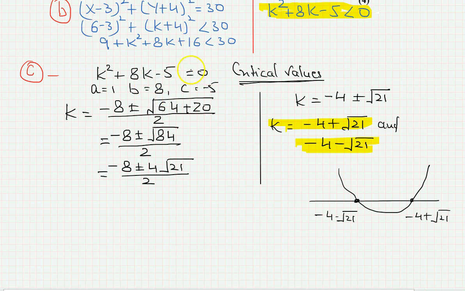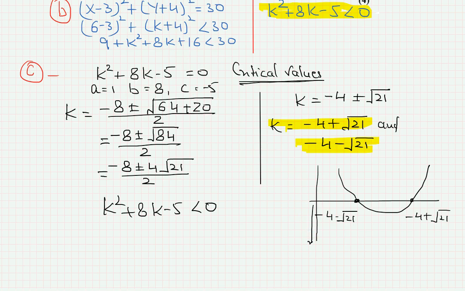Now the inequality is k squared plus 8k minus 5 is less than 0. This is y is less than 0. Y is less than 0 is this part. So our solution is going to be this part only.